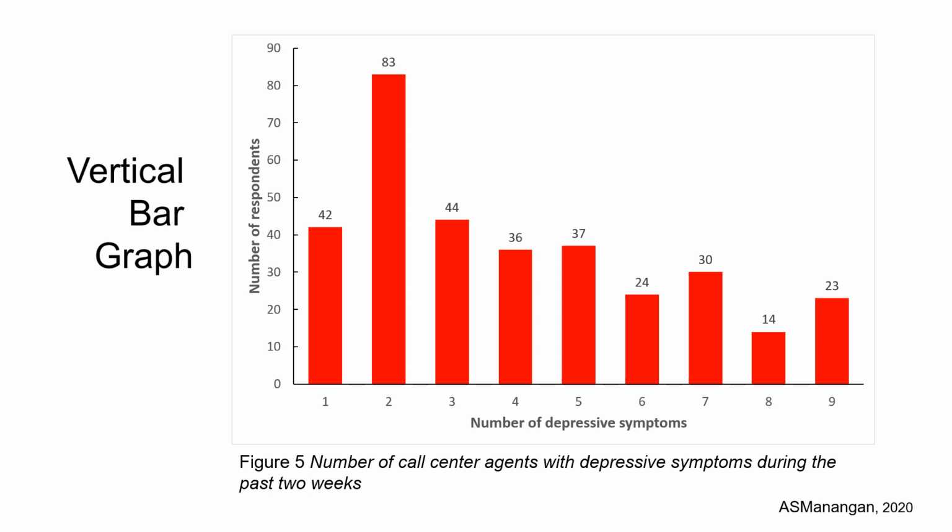The vertical bar graph is used for comparison of absolute or relative counts, such as percentages and rates, between categories of a quantitative discrete variable. The number of depressive symptoms is the quantitative discrete variable and is placed on the x-axis, and the absolute counts, which is the number of respondents presenting with depressive symptoms, is placed on the y-axis. Comparison between categories or groupings are made on the basis of the heights of these bars, and it can be seen that most call center agents have been experiencing at most 2 depressive symptoms for the past 2 weeks.